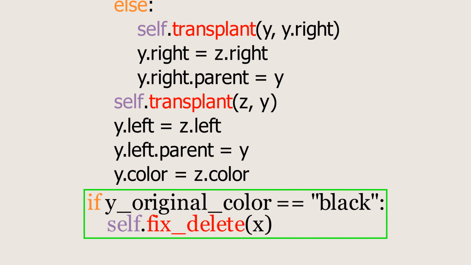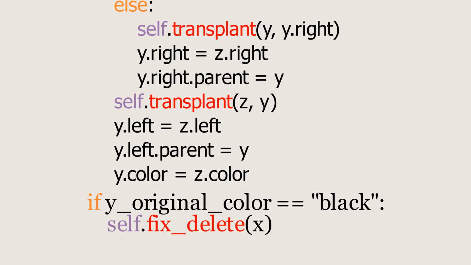Finally, if the original color that we've stored in the variable is black, we perform the fix-delete operation by taking x as input. This function is crucial for fixing any red-black tree violations that may have occurred due to the deletion. It goes through the specific cases we've discussed earlier, such as handling sibling colors and performing rotations, to ensure that the red-black tree properties are restored and the tree remains balanced.